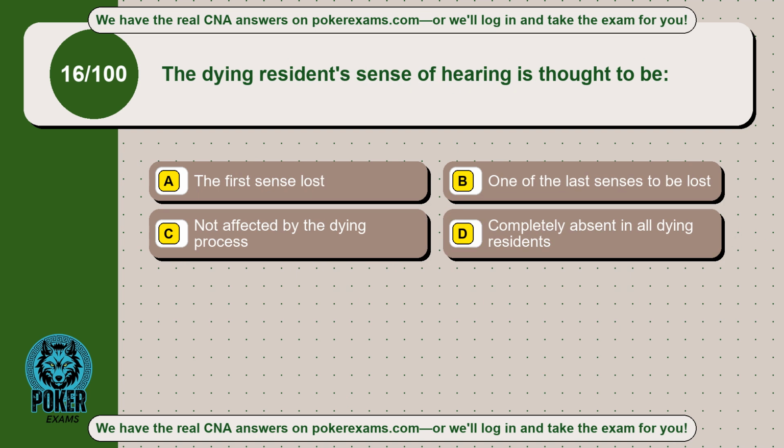Question 16. The dying resident's sense of hearing is thought to be: Option A. The first sense lost. Option B. One of the last senses to be lost. Option C. Not affected by the dying process. Option D. Completely absent in all dying residents.